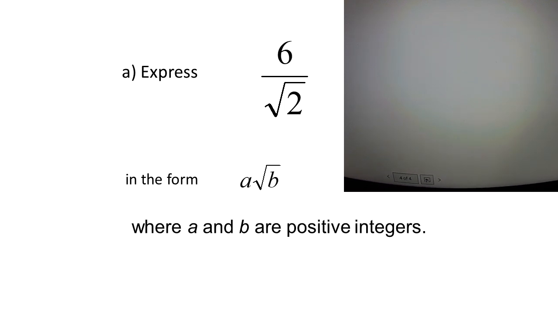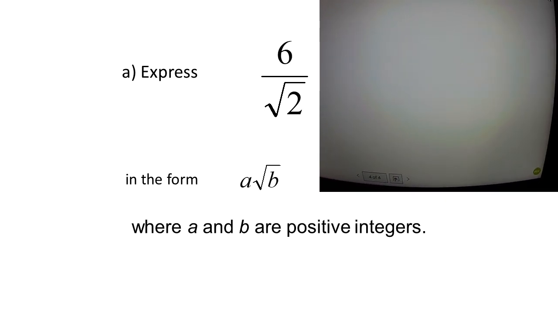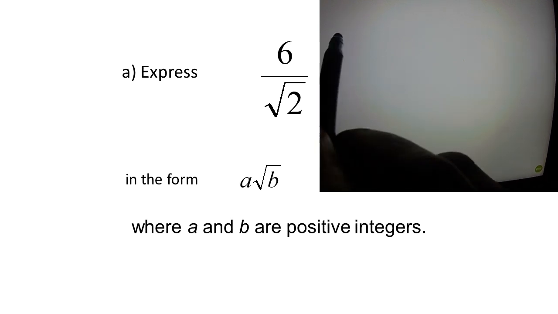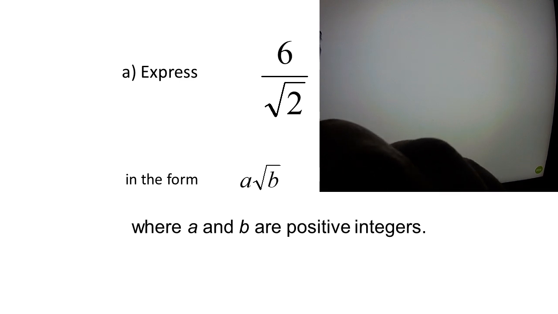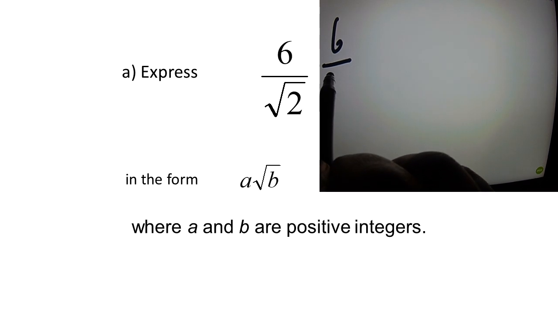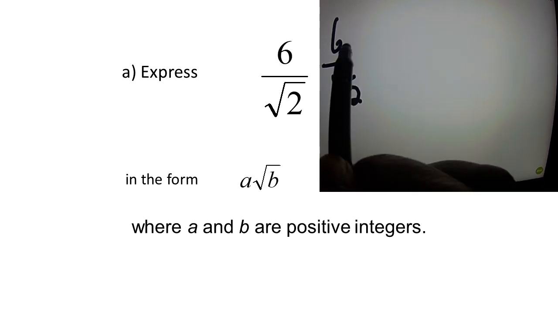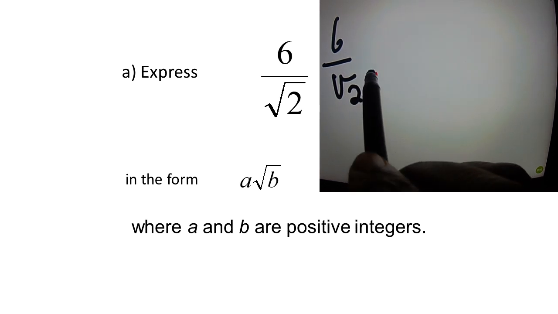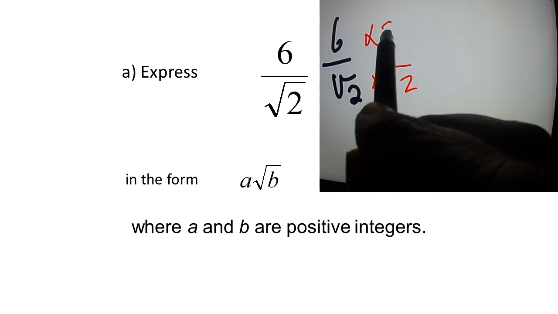Okay, it says here express 6/√2 in the form a root b, where a and b are integers. So this is known as rationalizing the denominator. To do this, we need to multiply top and bottom by root 2. So I'm going to multiply top and bottom by root 2.